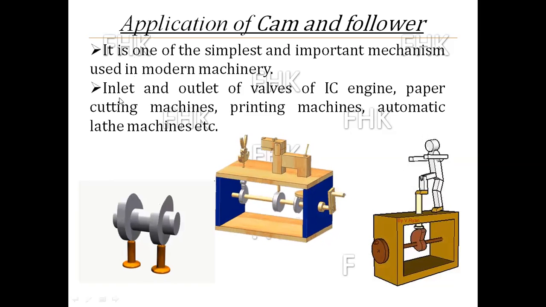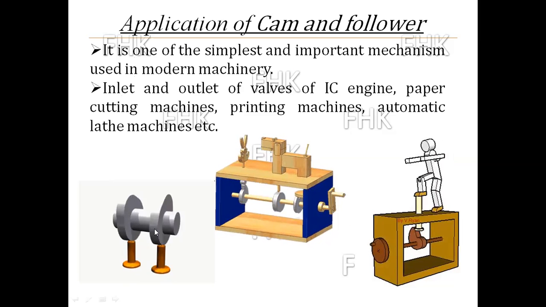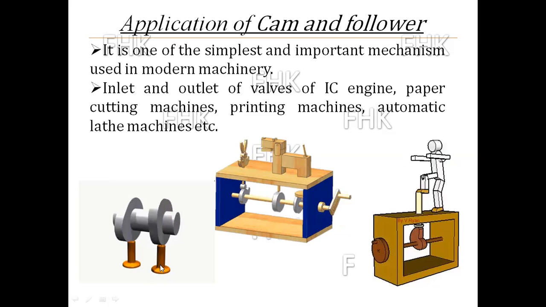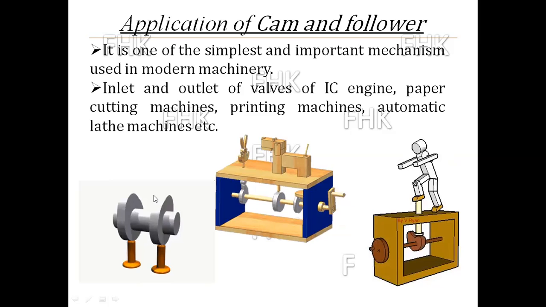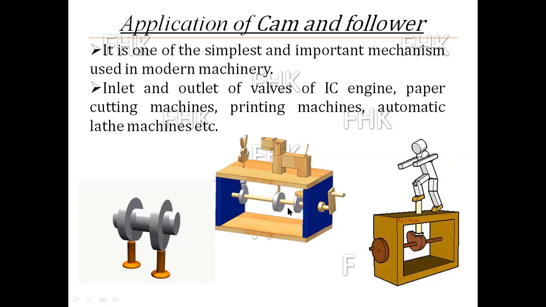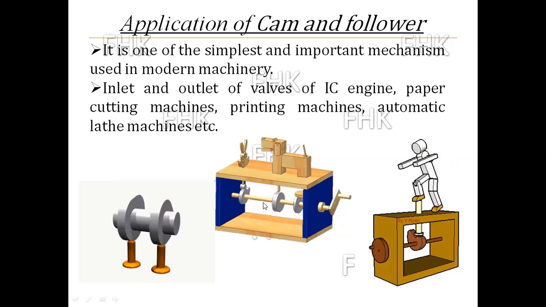Also, the cam and follower is used in the inlet and outlet valves of an IC engine. These are the inlet and outlet valves in an IC engine, and these valves get reciprocating motion from the cam which is mounted on the camshaft. Also in our toys, different cam and follower assemblies are used for getting motion. Here you can see the different applications of cam and follower in toys also.